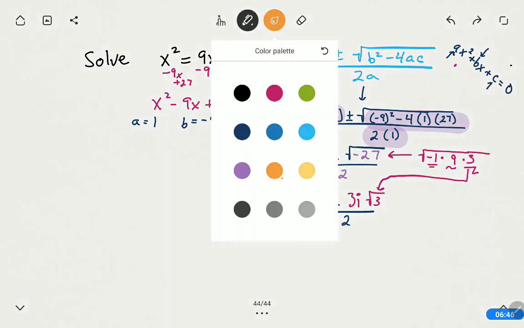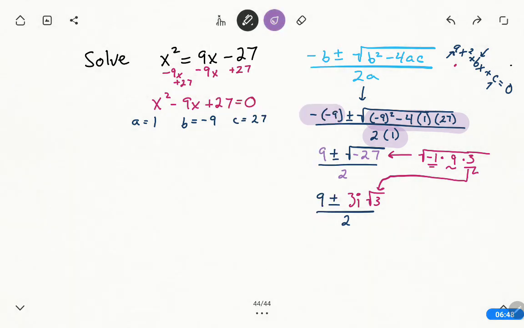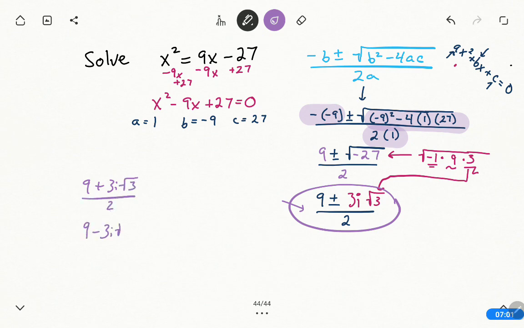And the last reminder is that you can always write it out as 2 separate answers. This is the answer, but you can also write it as 9 plus 3i radical 3 over 2, and 9 minus 3i radical 3 over 2. This is an alternate way to write the answer.